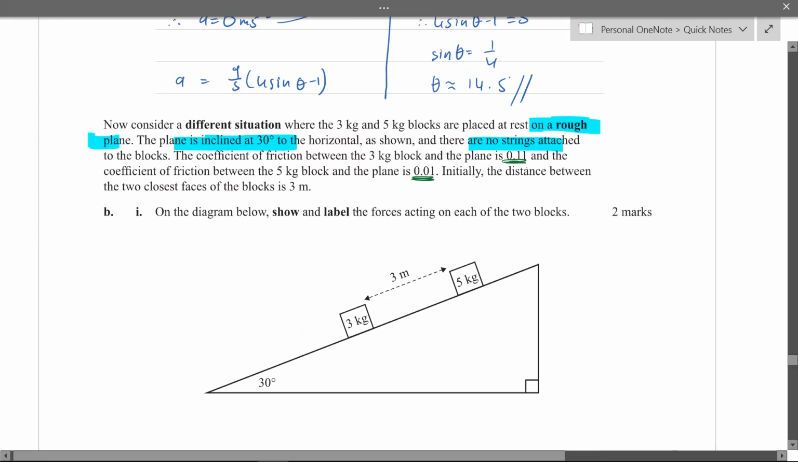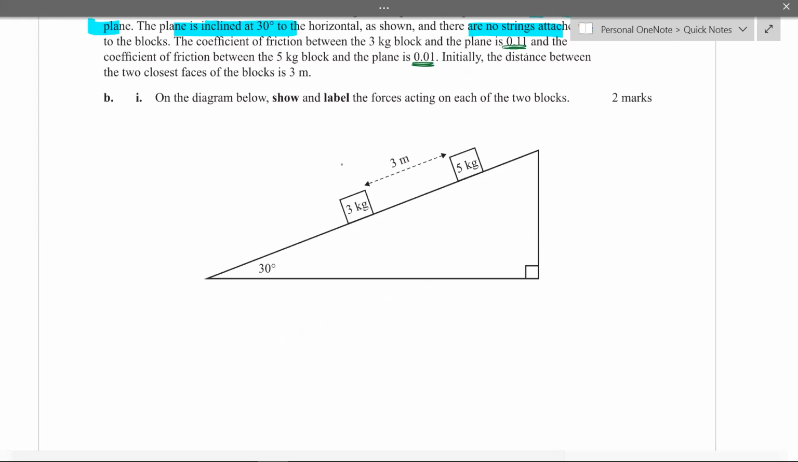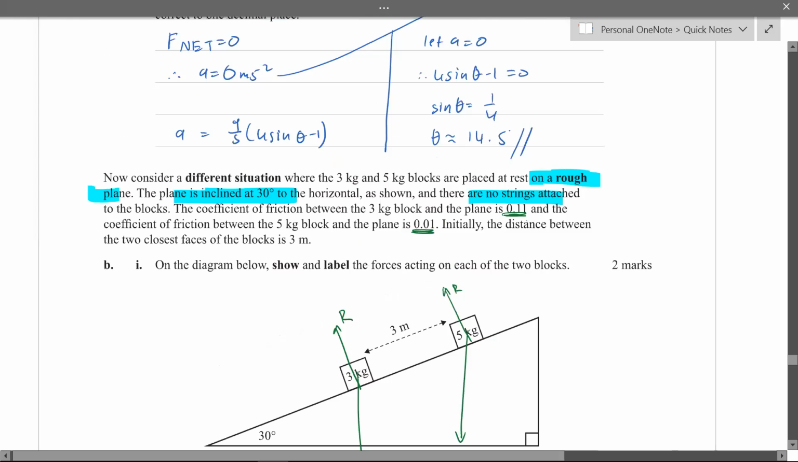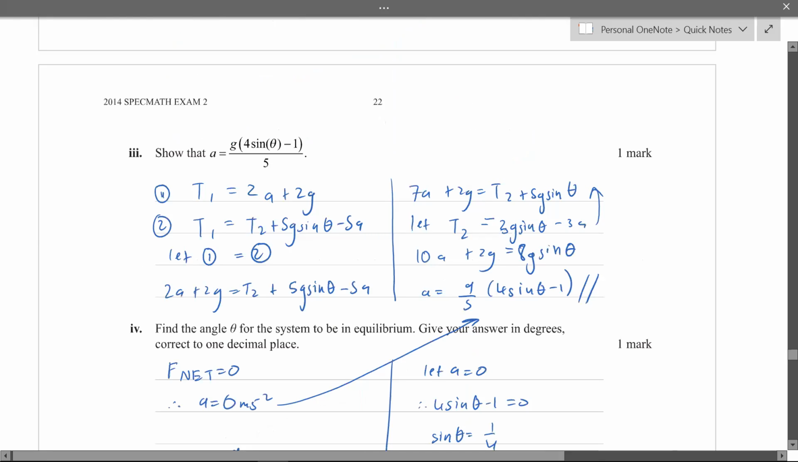So first you draw the weight forces. 5g, surface. I'm using R. I usually use FN, just because the other question had R. Oh, they had R and N. I'm just sticking to what they had.